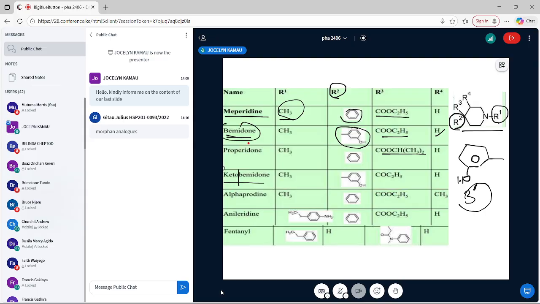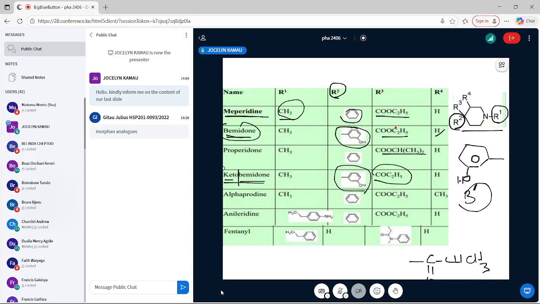So we expect that when we talk about keto-bemidone, we have the bemidone, and you can see the phenyl ring already has a hydroxyl group, making it a bemidone. Then you can see it's a keto, which means in place of the ester that we have in meperidine or in bemidone, there is a keto group. And indeed, look at this. This is a keto, so that group is like that. And then C2, CH2, CH3.